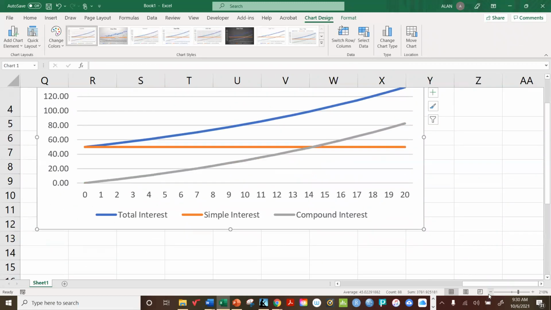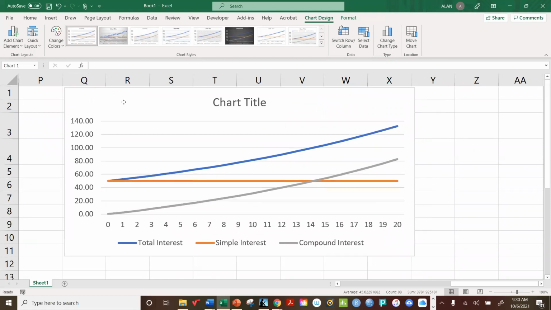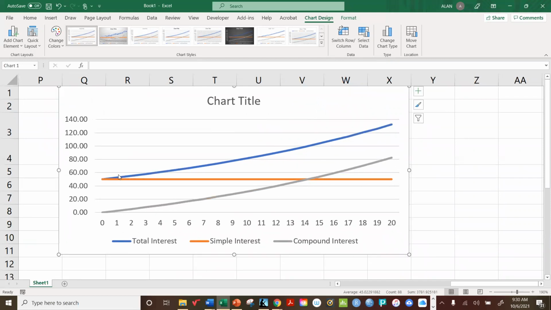So basically, in a nutshell, what we're seeing here is that the blue line is the total interest. It's not easy to see, but it is growing not at a linear rate, but at an increasing rate. It will continue to get steeper as time goes by. The orange is the simple interest. It never changes. It's always $50 a year. And the compound interest is always the difference between the two of them. As we saw earlier, right around year 14 is when the compound and the simple interest are equal. After that, the compound interest will always be more than the simple interest.